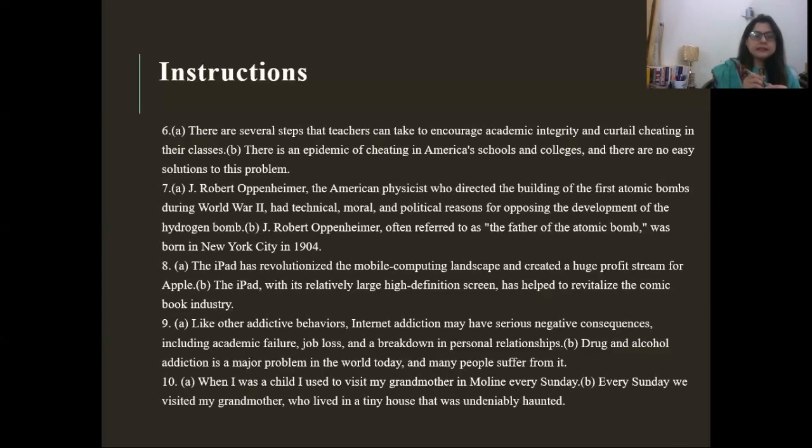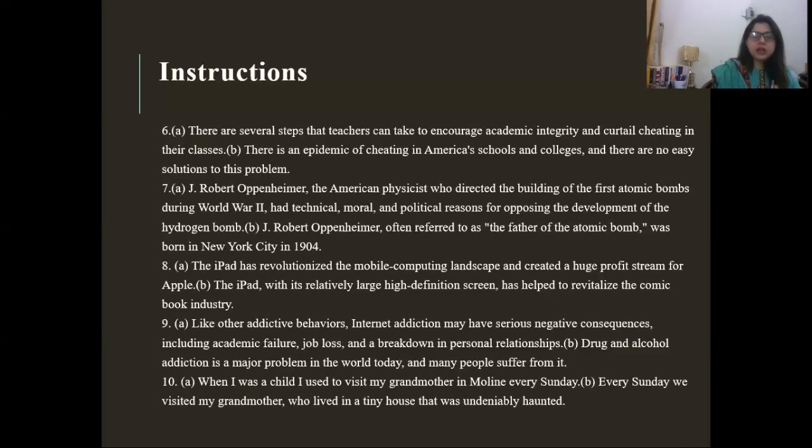Okay. The iPad has revolutionized the mobile computing landscape and created a huge profit stream for Apple. ठीक है? तो we are probably, the topic is about iPad, Apple's iPad. ठीक है? तो topic ये है. The second, let's read the second thesis statement. The iPad, with its relatively large, high definition screen, has helped to revitalize the comic book industry.